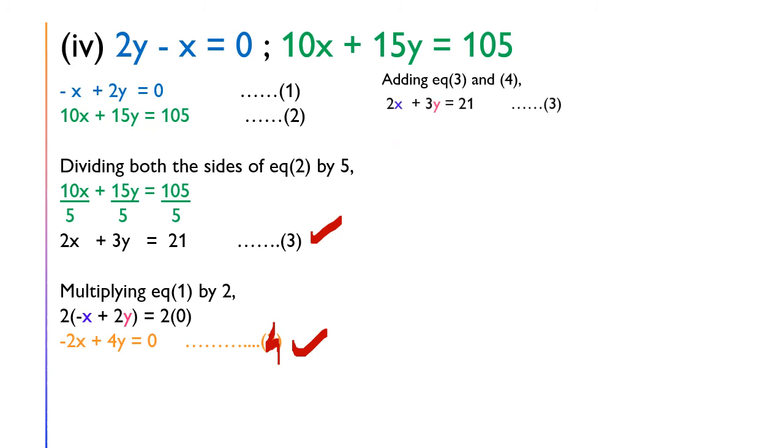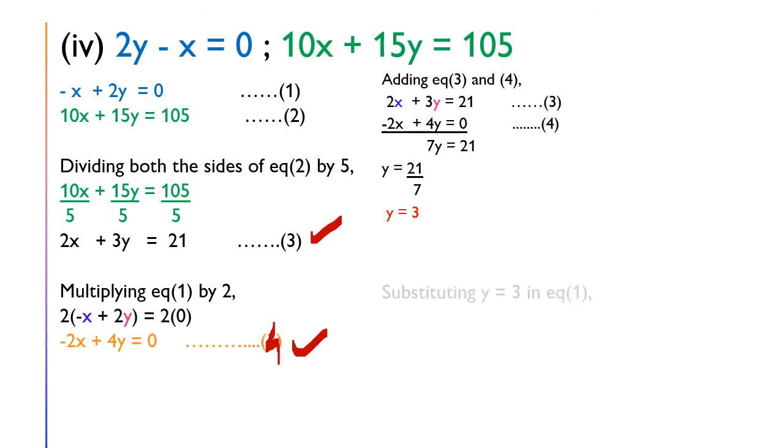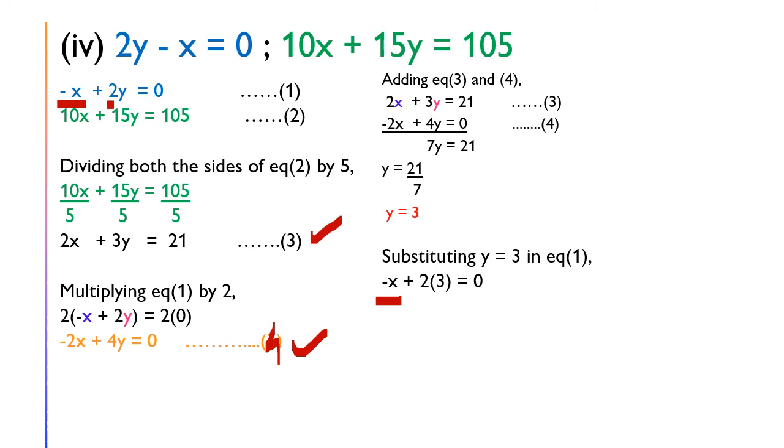When we add, we get 2x plus 3y is equal to 21 and minus 2x plus 4y is equal to 0. So 2x and minus 2x will get cancelled. 3 plus 4 will be 7y is equal to 21. So y is 21 upon 7, which will be 3. Then we'll be substituting the value of y in any of the equations. Suppose I substitute in equation 1. So I substituted here, instead of y we have written 3.